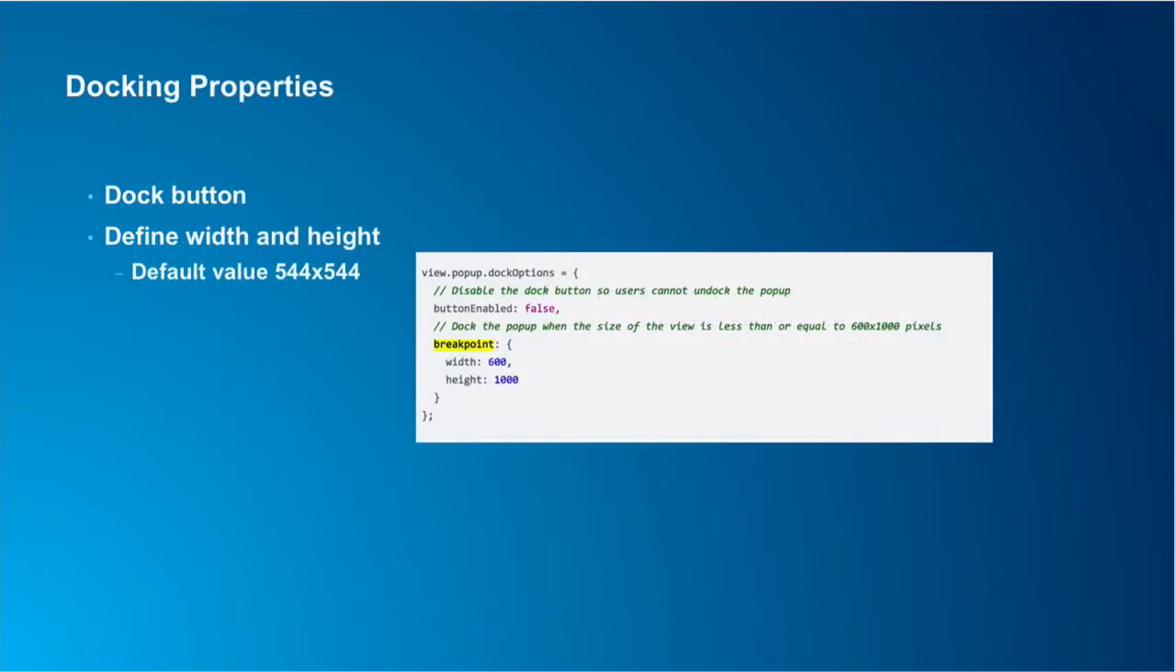There are also additional docking properties. This button enabled false disables the docking. And then we have this ability to set a breakpoint where the pop-up has its default docking behavior. So by default at width height 580 by 580, I think, it will snap to the bottom of the view, so for mobile phones. But if you want to change that for some reason, you can override that with the breakpoints property. So you have control over that behavior.